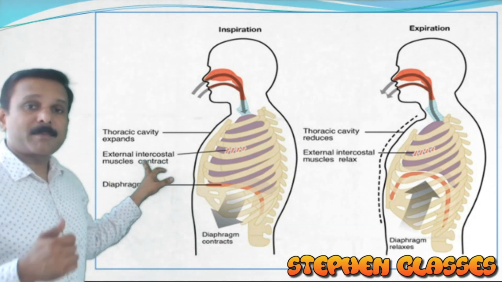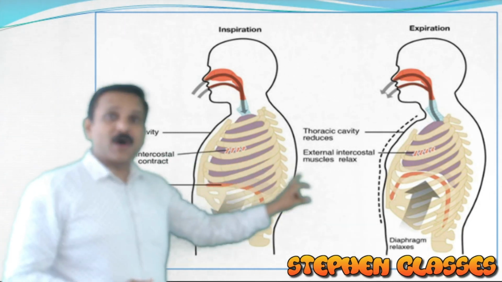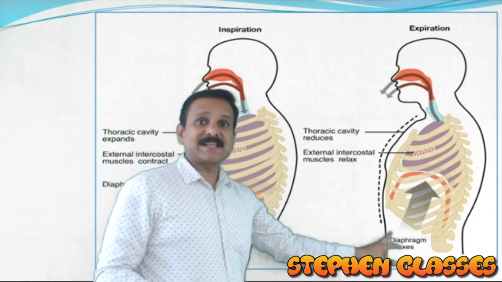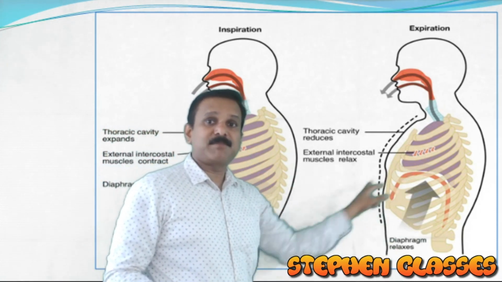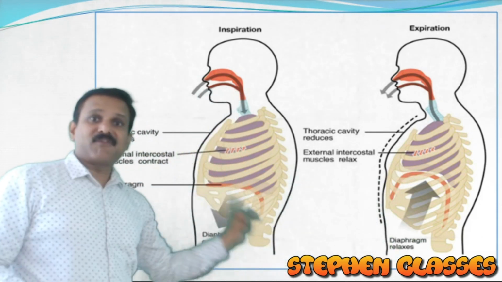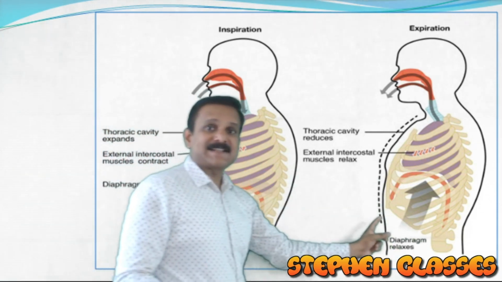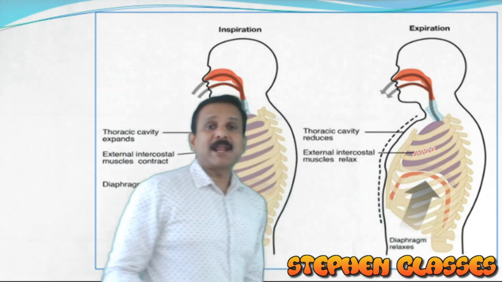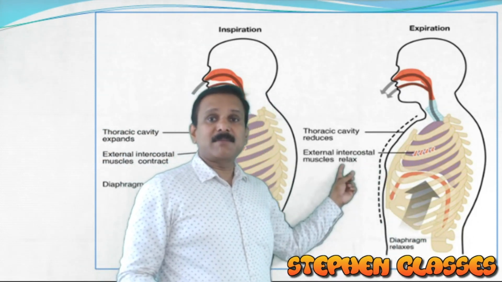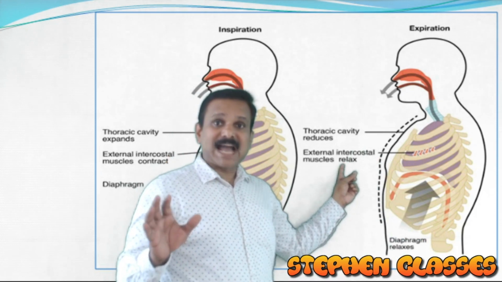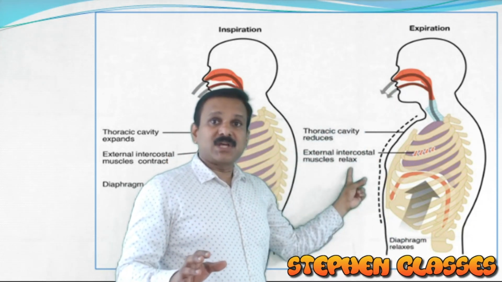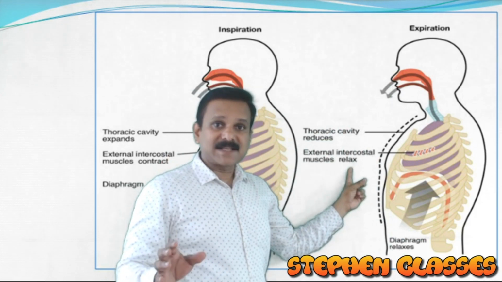What about normal expiration? During a normal expiration, diaphragm relaxes. So when diaphragm relaxes, it will move back to its dome shape. When it contracts, it will flatten, but when it relaxes, it will move back to the dome shape. And what about the external intercostal muscles? They will undergo relaxation. So during normal expiration, external intercostals will relax.